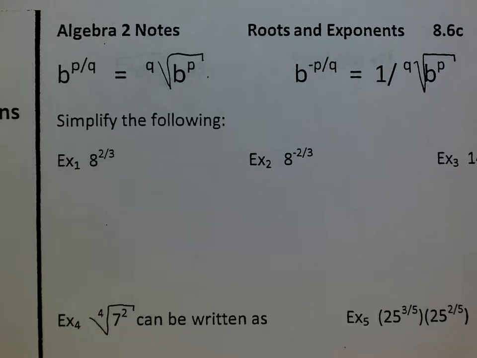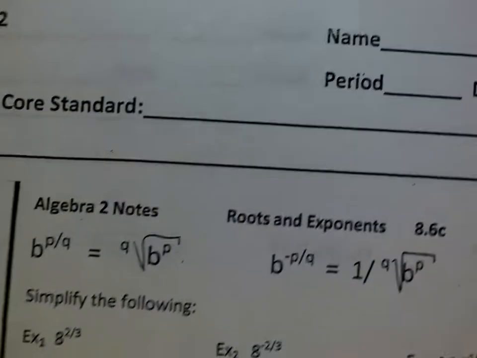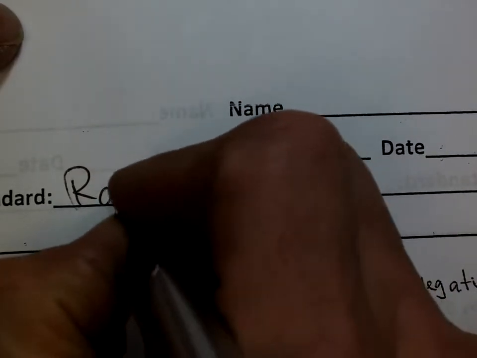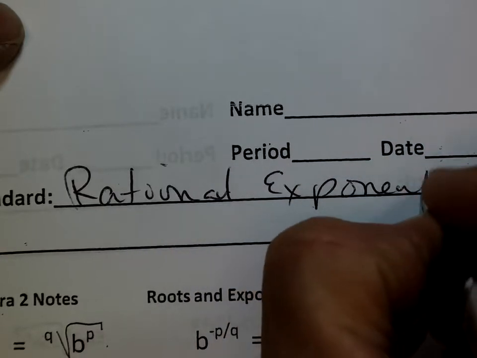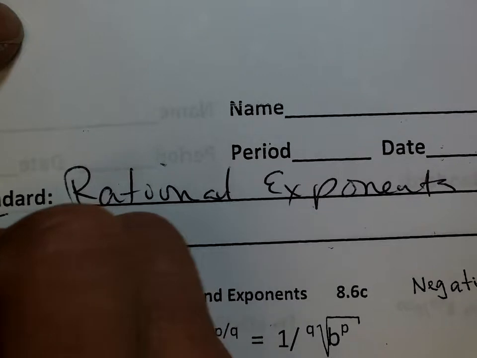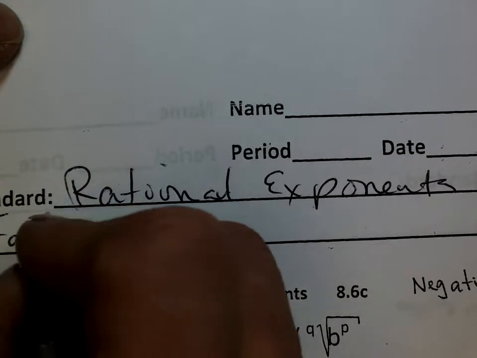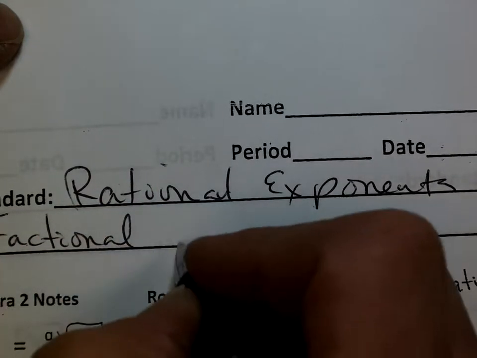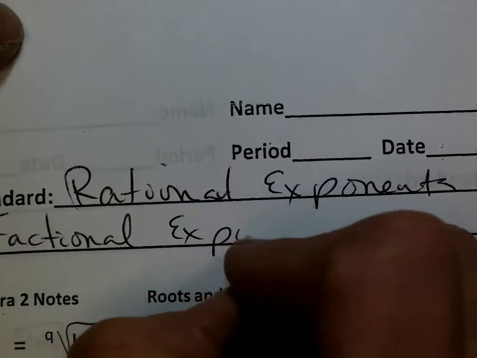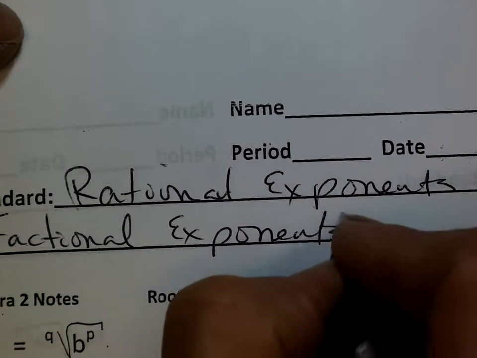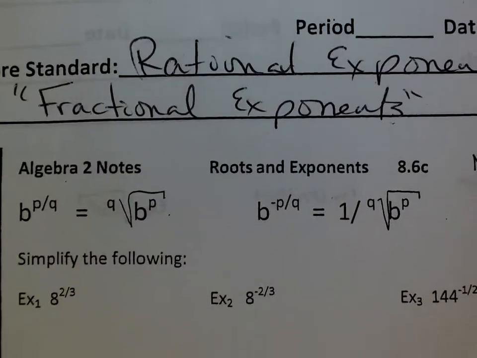Okay, so our Common Core standard today is rational exponents, which is a fancy word for fractional exponents, because the whole word rational means fraction, okay?